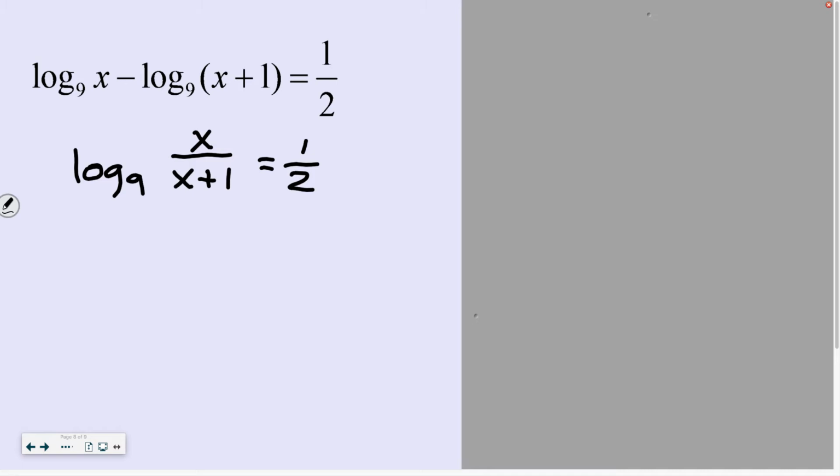That means I can rewrite it in exponential form. So the base to the exponent is going to be 9. The exponent is 1/2, the answer to the logarithm. And then that equals x over x plus 1.